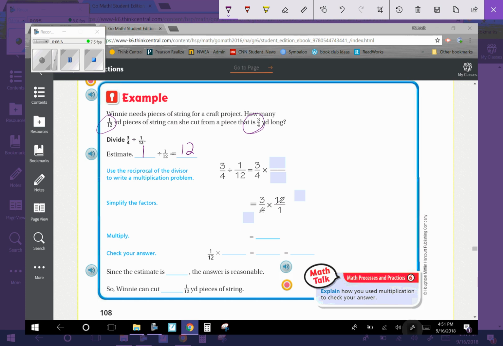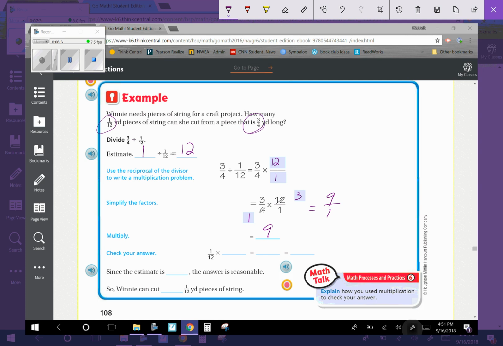We're going to use the reciprocal of the divisor to rewrite a multiplication problem. So we're going to take 3/4 divided by 1/12 and turn it into 3/4 times 12 over 1. When we simplify the factors, we're going to take 12 divided by 4, which is 3, and 4 divided by 4, which is 1. And that equals, if we take 3 times 3, which is 9, over 1, which is just going to be 9.